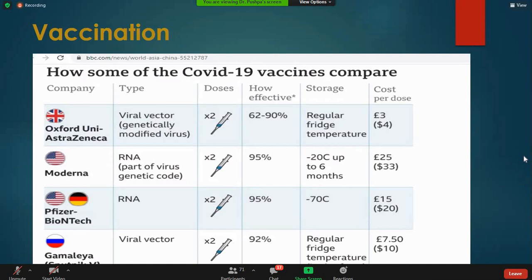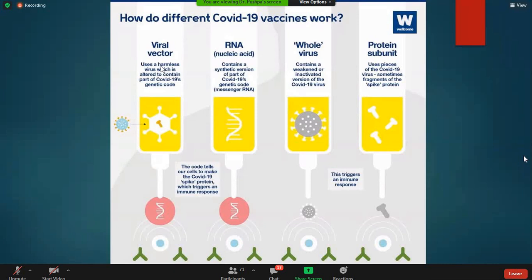So how do these vaccines work? They work through viral vector, RNA, whole virus, or protein subunit. What is a viral vector? It uses a harmless virus, which is altered to contain part of COVID-19. Like an influenza virus is used, and some part of the coronavirus is put into it and then injected to trigger the immune response or antibody formation.